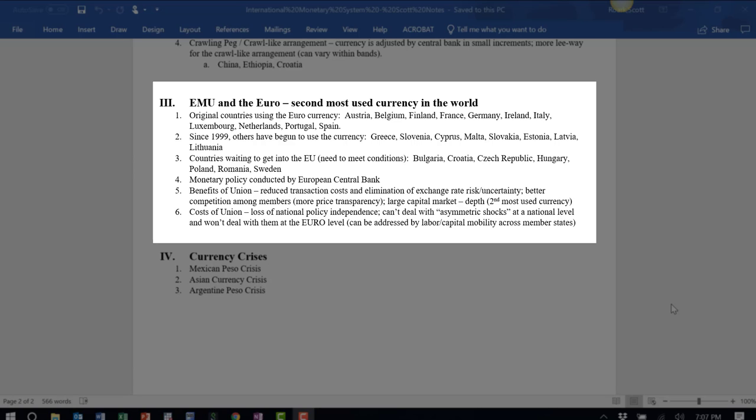The costs of the Union, again, are the loss of national policy independence. You aren't sovereign in many senses anymore. You have to follow what the European Central Bank decides. You can't deal with asymmetric shocks. So these are shocks that have differential impacts on countries. So maybe there's something that hurts Italy much more than it does France.